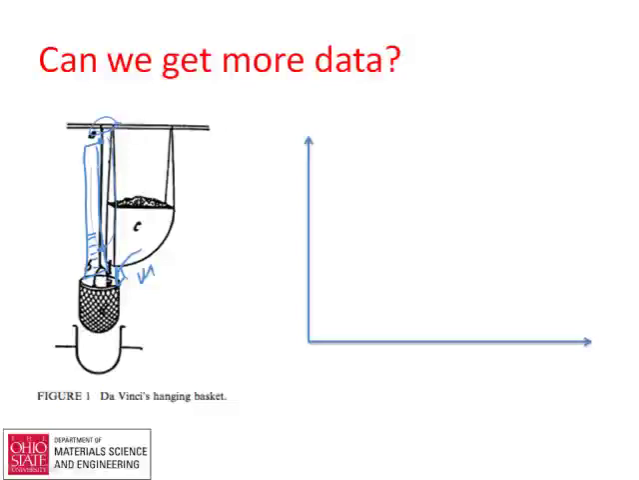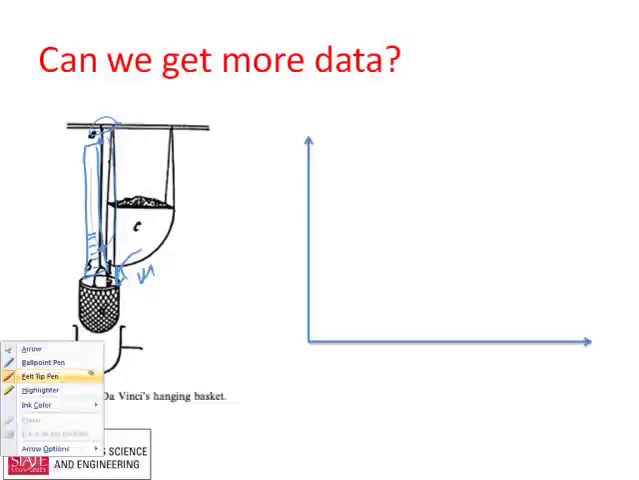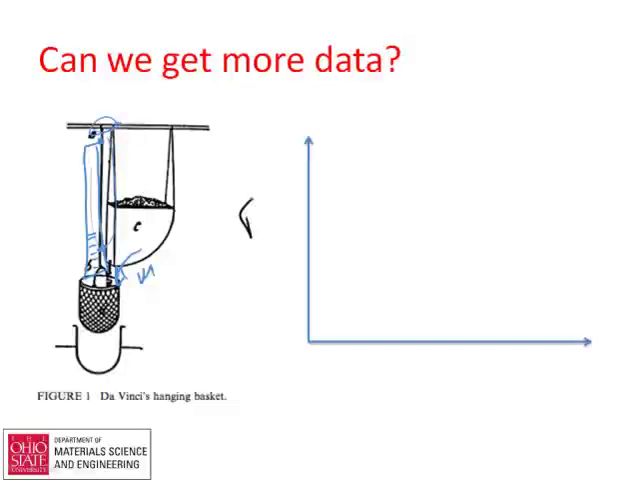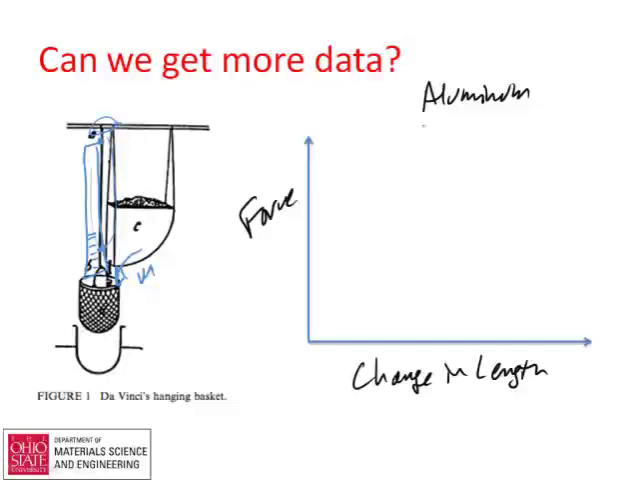So what I could do is, this is a great graphing exercise. I can plot force on this axis, and I can plot a change in length in this axis. And if I do this for something like an aluminum wire, let's just say initially I'm just going to do this with aluminum wire, and just imagine for the sake of argument, it's going to have a 5/1000ths of an inch diameter. And what I can do then is plot the change in length with force.